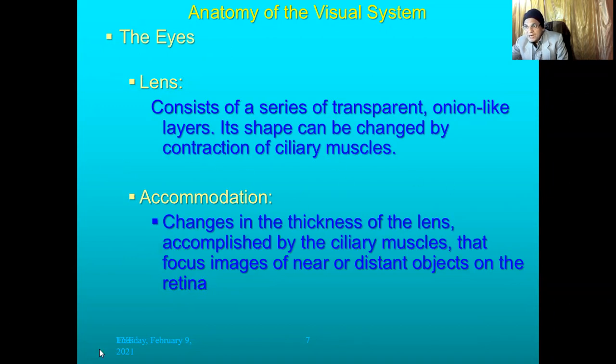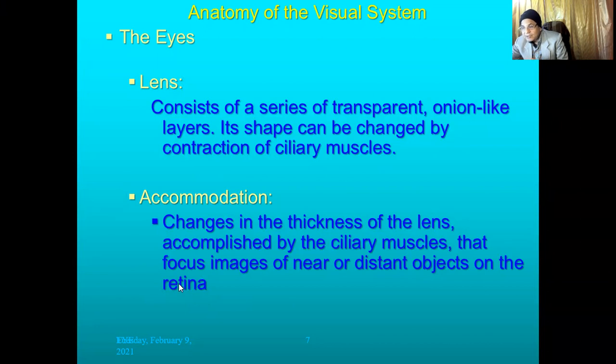The other part is the lens, which consists of a series of transparent onion-like layers. Its shape can be changed by contraction of the ciliary muscle. These are the ciliary muscles which are responsible for changing the focal length. That process is known as accommodation. What is accommodation? Changes in the thickness of the lens, accomplished by the ciliary muscles, that focus the image of near or distant objects on the retina.